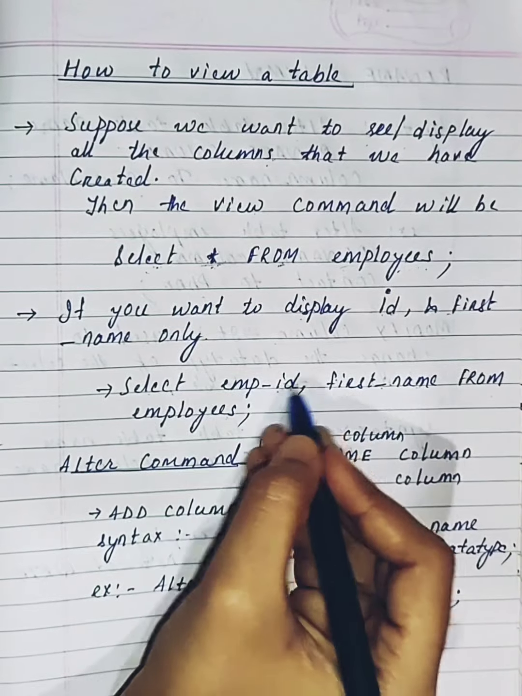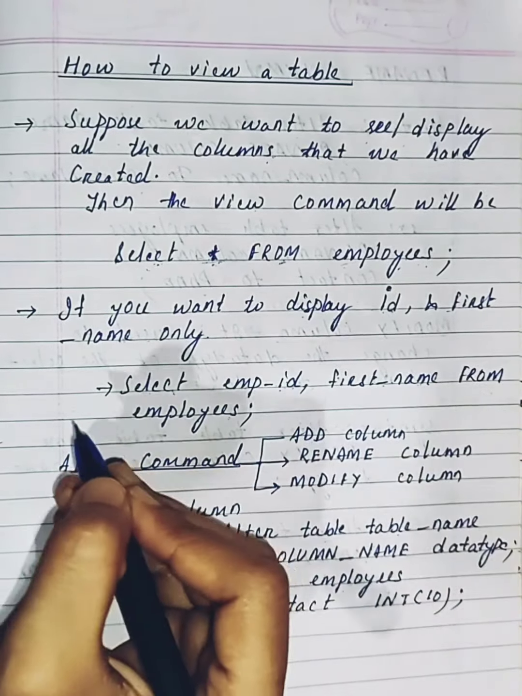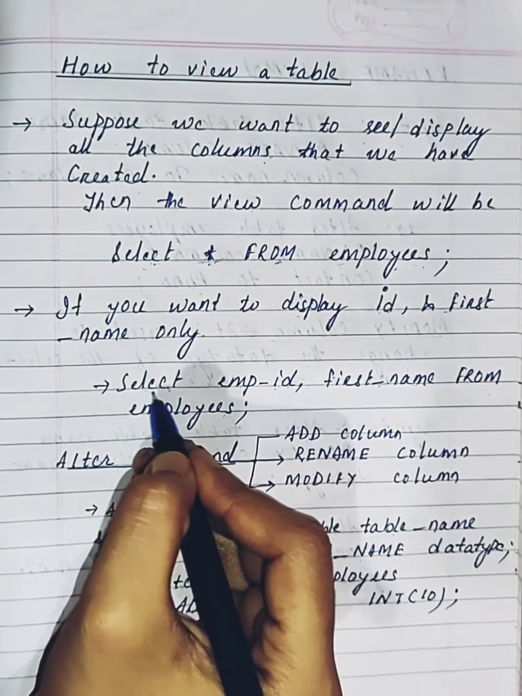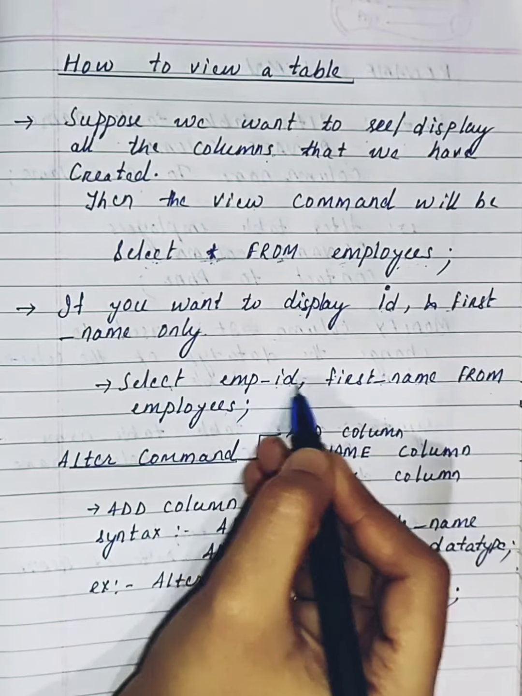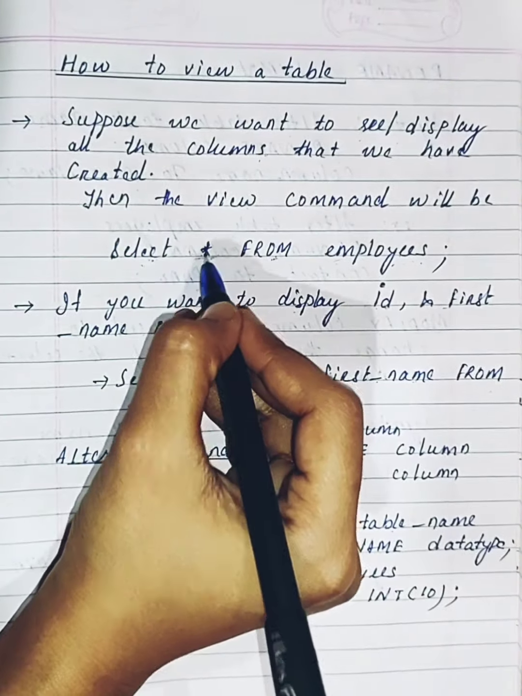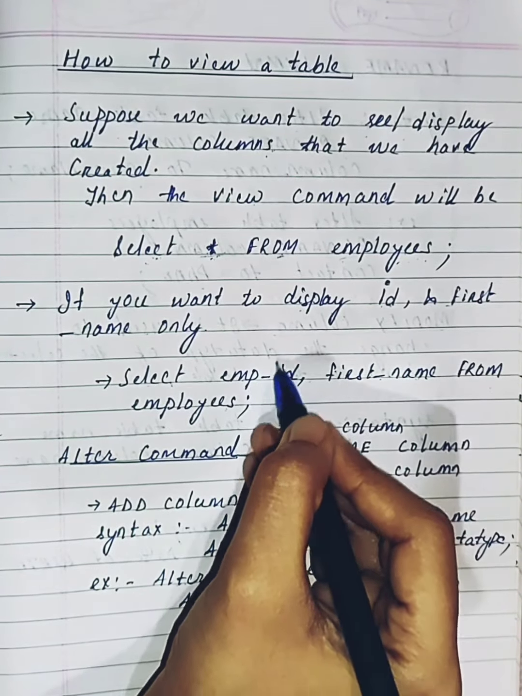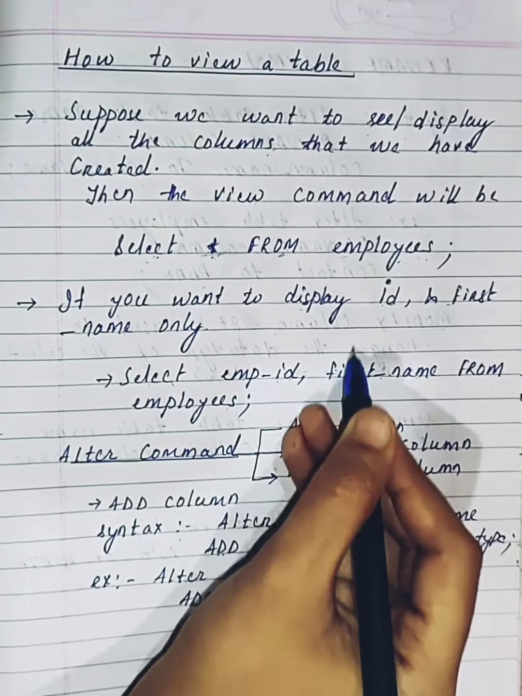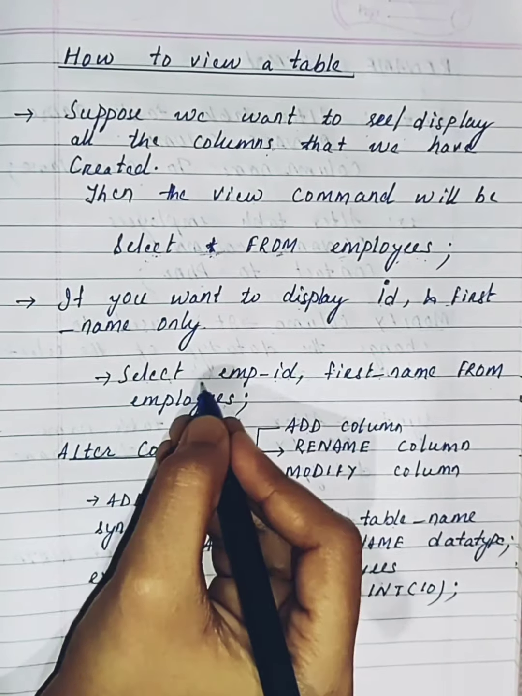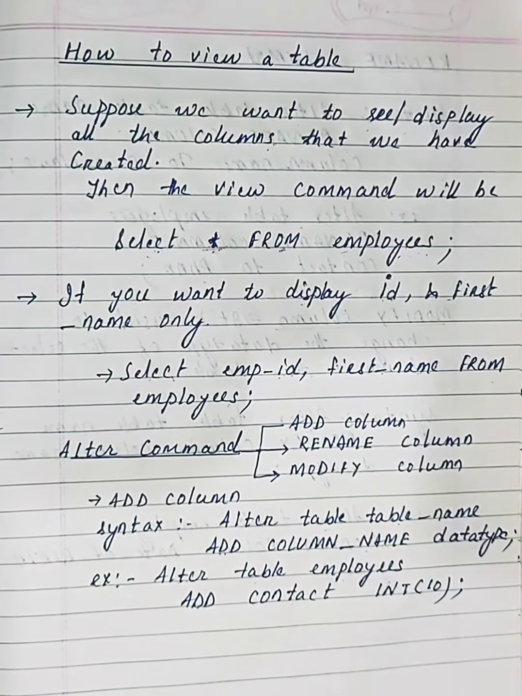Here in the output section only the employee ID and the first name will be displayed, there will be no salary column there. So if you want to display everything, there is no need to write all the column names one by one after the select. We can simply write asterisk after select, then from the table name. If you want to display only specific columns, then we have to write those column names after select. I hope you are clear about how to view a table in MySQL.